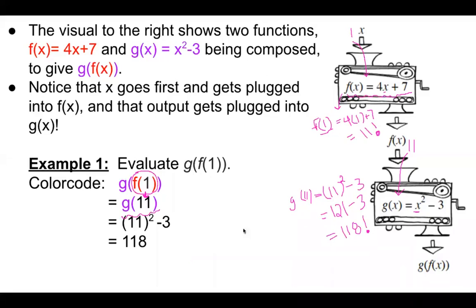Awesome. So then we're done because we have no more functions left over. There were just 2 functions that we had to plug into. So our answer is 118. We have successfully evaluated g of f of 1 in this case. That was the problem: g of f of 1.